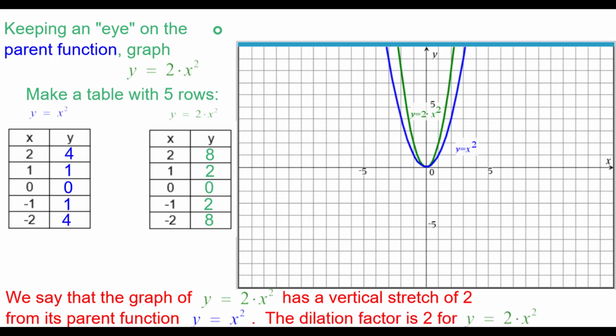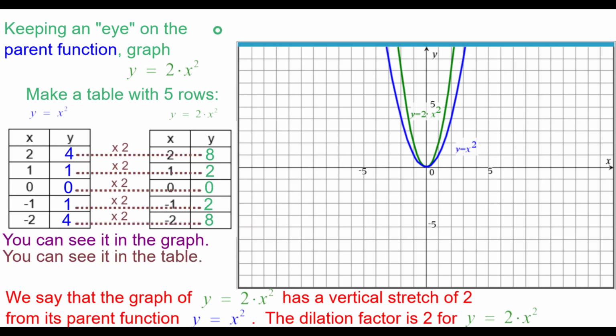The dilation factor is 2 for y equals 2 times x squared. Call that a dilation factor. You can see it in the graph. You can see it in the table for sure. And you can see it in the equation, the dilation factor of 2.